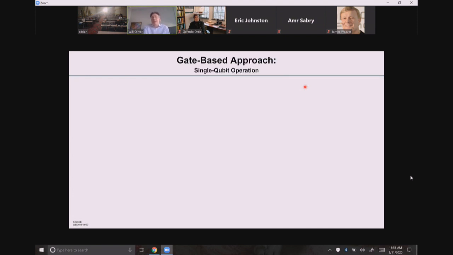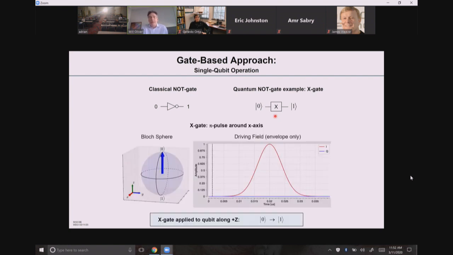So let's look at an example of one. Here's a single qubit operation that's analogous to the classical NOT gate, which we know takes 0 to 1 and 1 to 0. The quantum NOT gate analog is called the X gate. Now the X gate also takes 0 to 1, and I'm showing an example of it here. You see that the state starts at the North Pole, and with this amplitude of the envelope of the field that we apply to do the rotation, it rotates 180 degrees. And as you see, this is just going North Pole to South Pole. So basically at this point, it's just a classical gate. It takes 0 to 1.